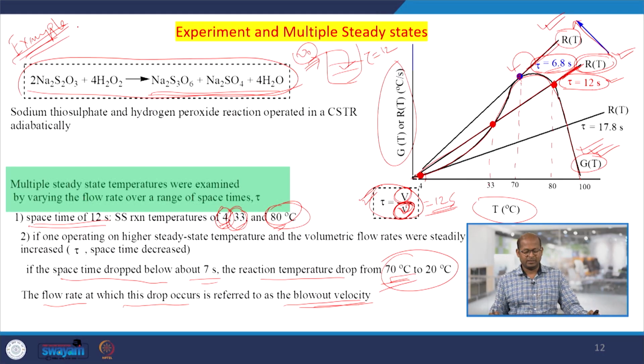We have taken one example, with the different steady state temperatures there, and if we change the volumetric flow rate of the reactants or feed, that way also we can change the heat removal lines and the reactor steady state temperatures. Okay, so thank you. Today is up to this.